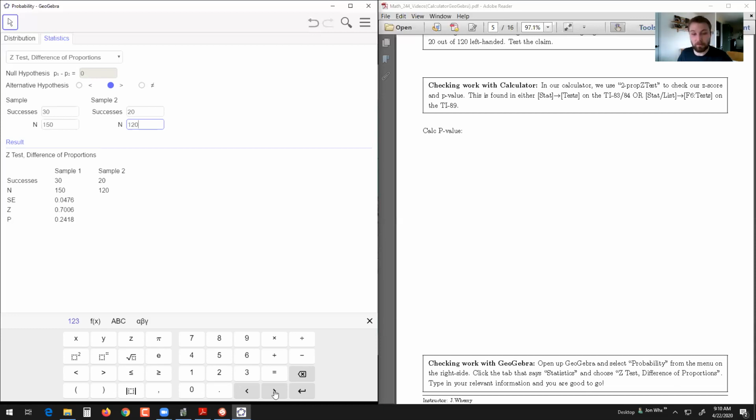So that was how to do two proportions using a hypothesis test.